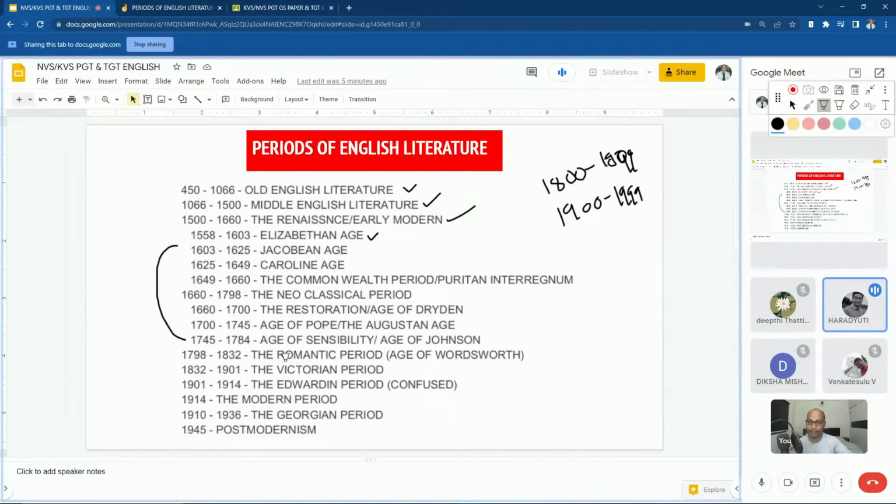That is the Victorian period. So after the Romantic period come the Victorian period, Edwardian period, modern period, then Georgian period, and then postmodern. So we have to cover these things in your exam. From Romantic to postmodern, all the periods we have to read. Yes, correct. Yes, sir. Okay.